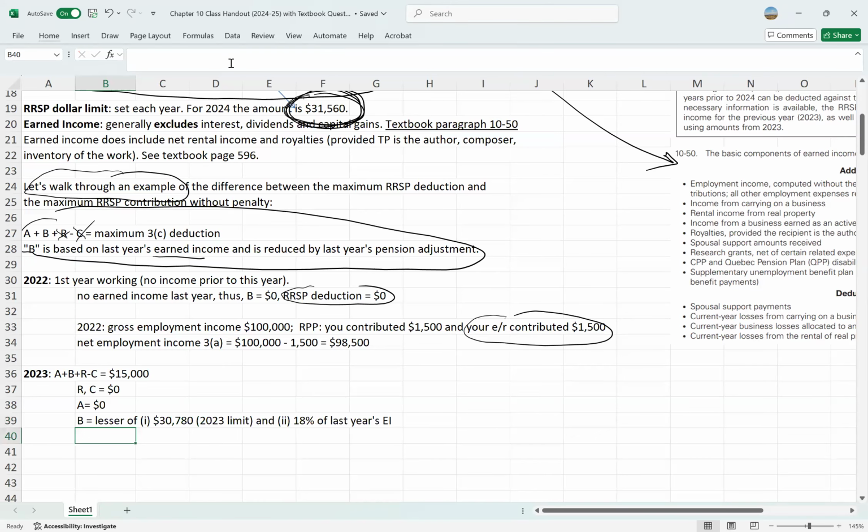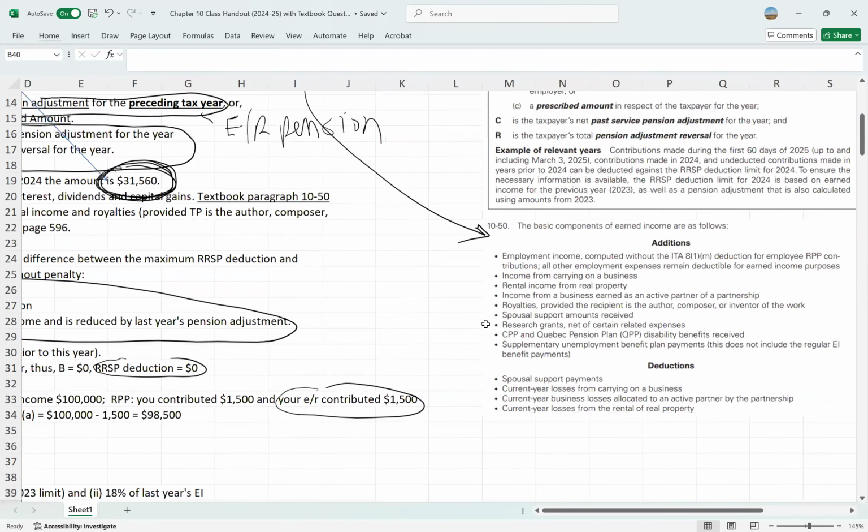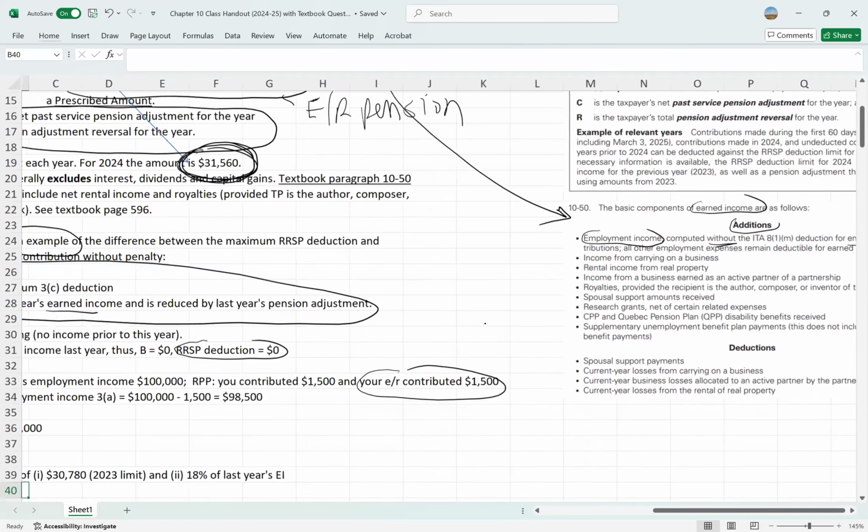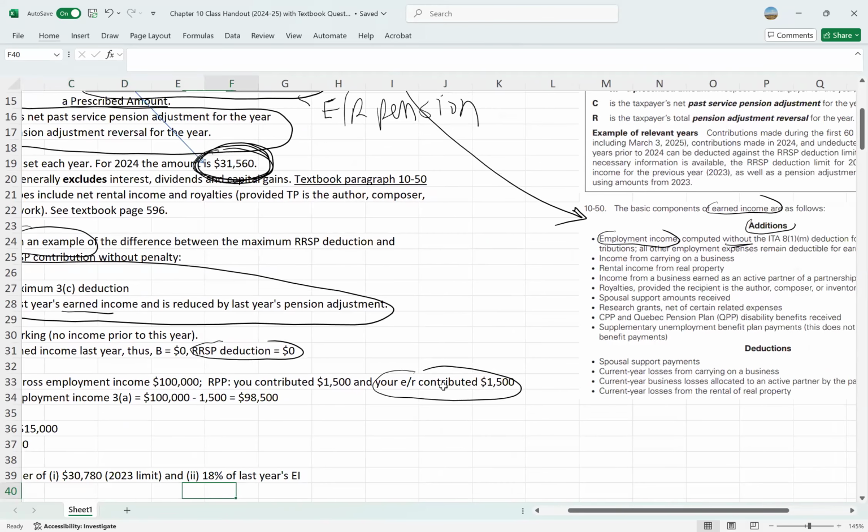So then the question is, what is earned income? And this is sort of where we get into the definition here of what is earned income for RRSP purposes. Now I'm just going to focus on the first bullet point. The first bullet point says we include or we add employment income, but compute it without the deduction for employee RPP contributions.